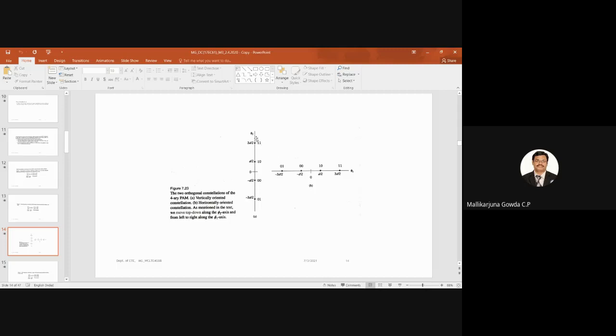Similarly, the multiplication of this with respect to this yields the second quadrant message points. Then the multiplication of this with respect to this yields the message points of the third quadrant. Then the multiplication of this and this one yields the message points of the fourth quadrant. Okay. Hope this point is clear.